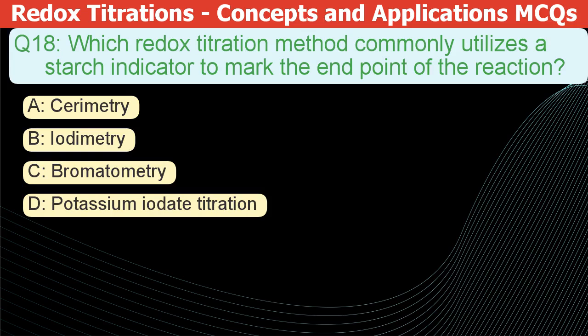Which redox titration method commonly utilizes a starch indicator to mark the endpoint of the reaction? A. Cerimetry. B. Iodimetry. C. Bromatometry. D. Potassium iodate titration.